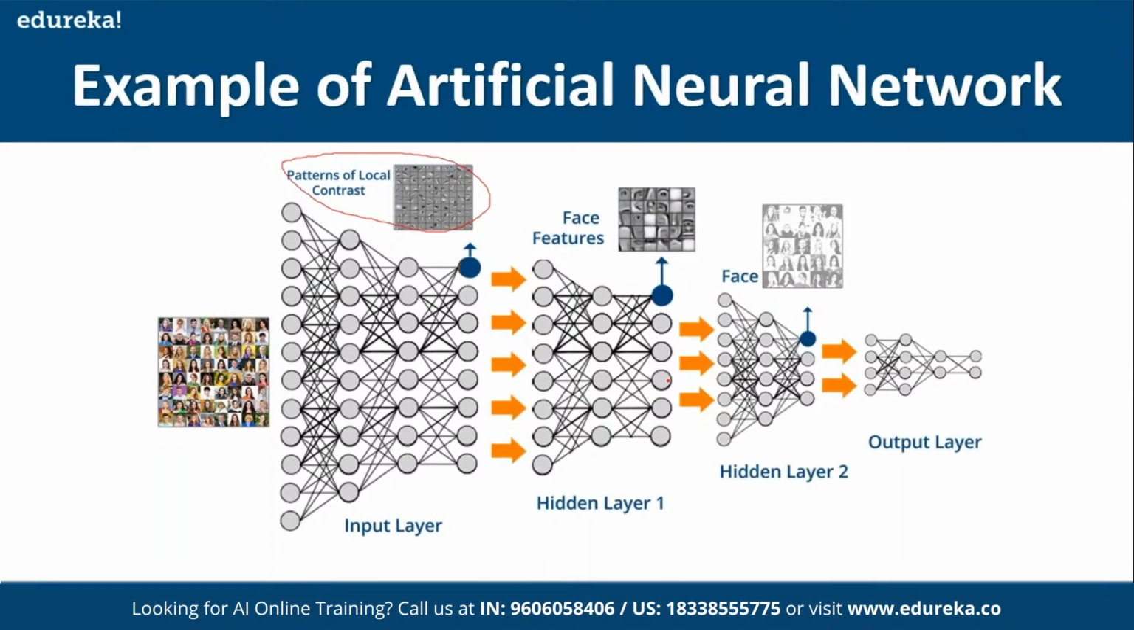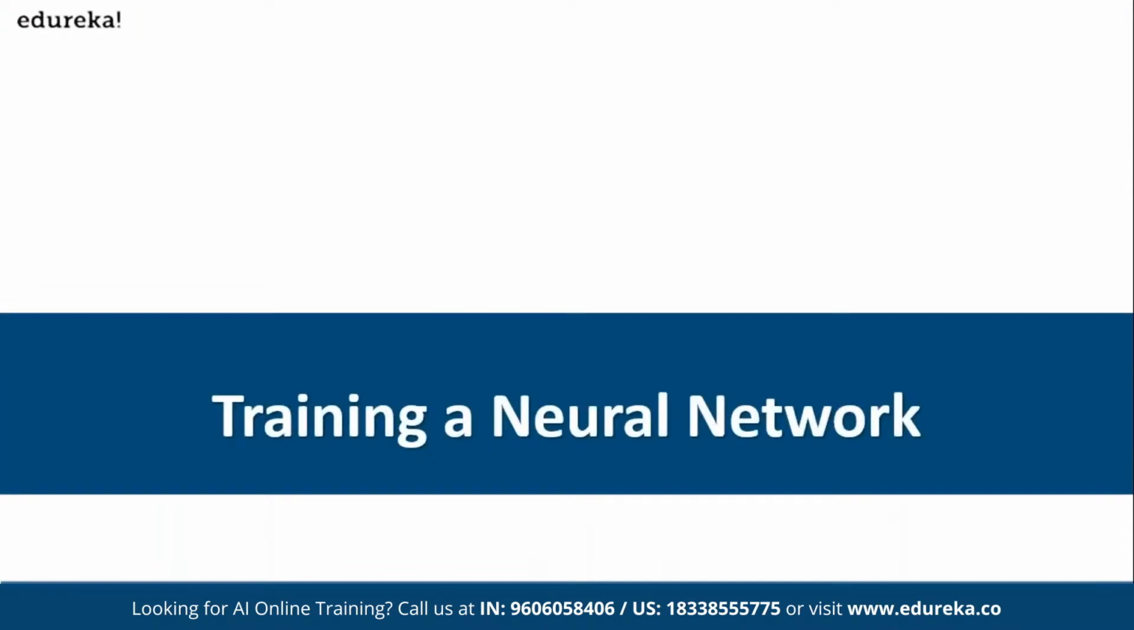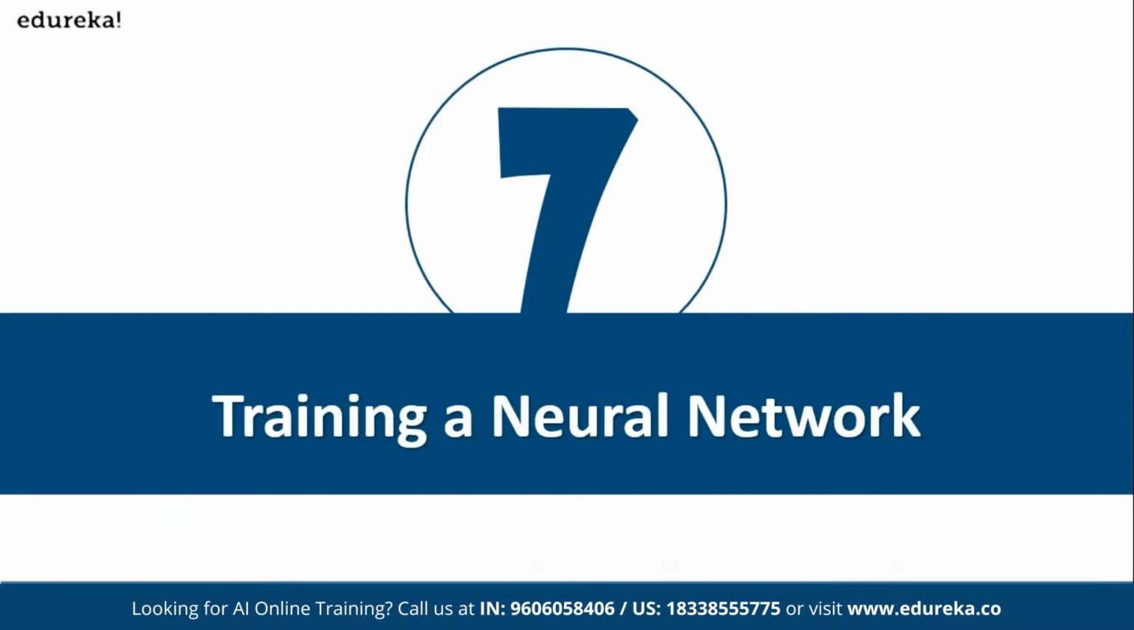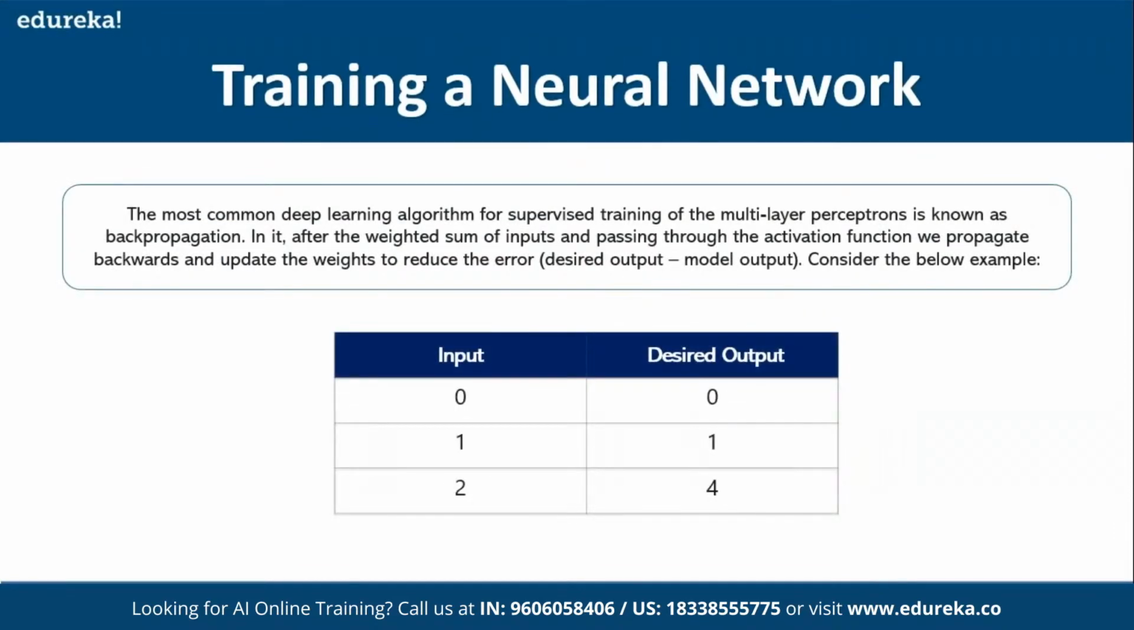With that, let's see how exactly we train a neural network. This will help you understand what we spoke about and what exactly works here. We have two columns: an input column and a desired output column. I have inputs 0, 1 and 2, and my desired outputs are 0, 1 and 4. By seeing the input and output, we know it is the square: 0 squared is 0, 1 squared is 1, 2 squared is 4. That is our desired or expected output.